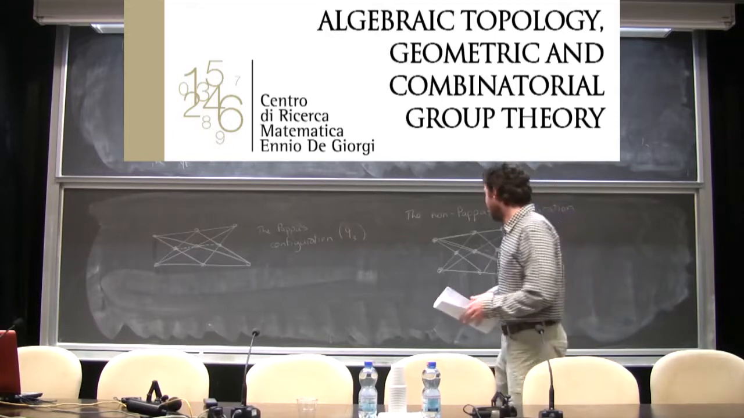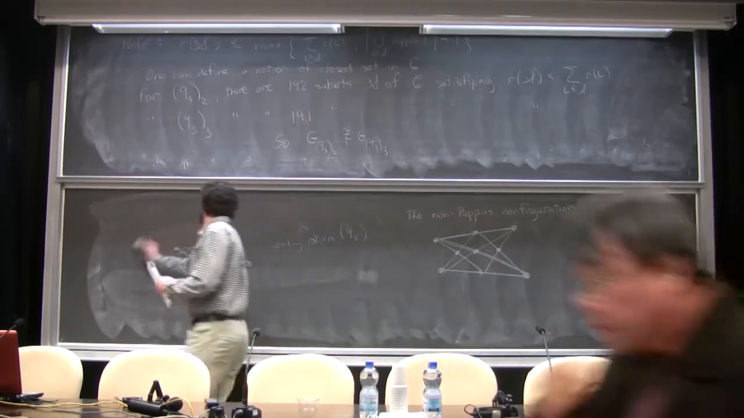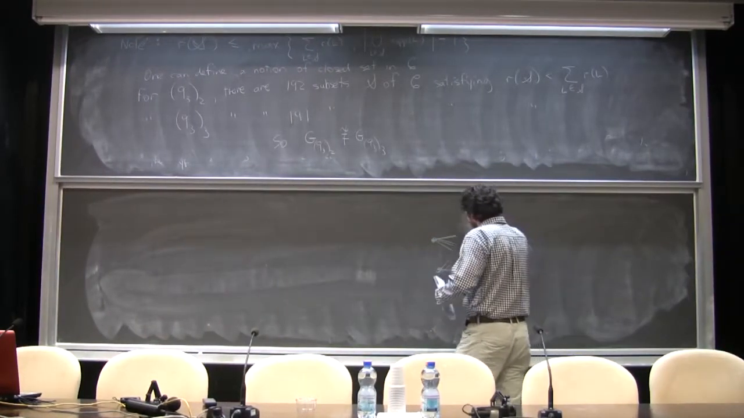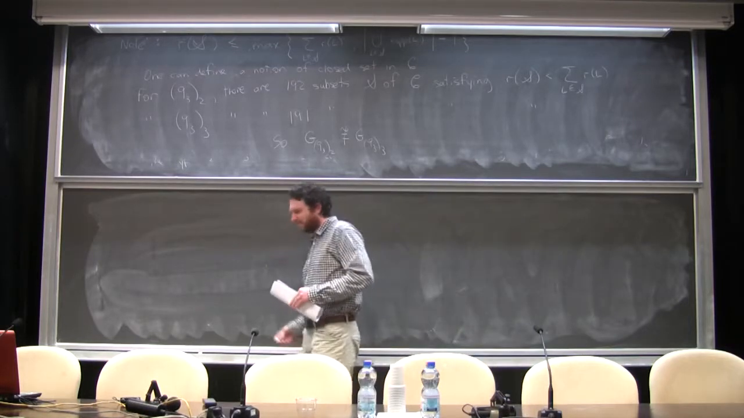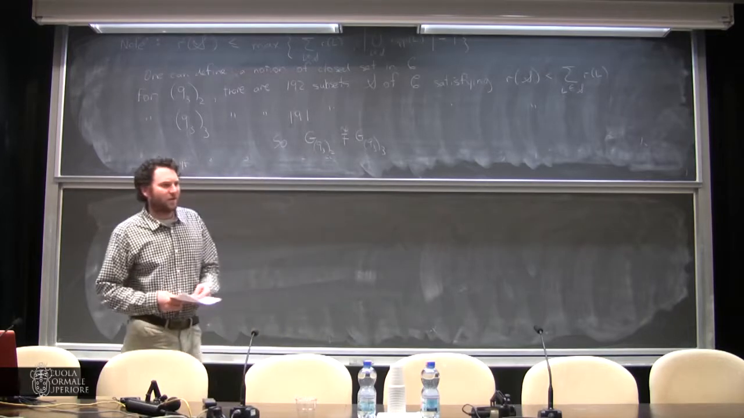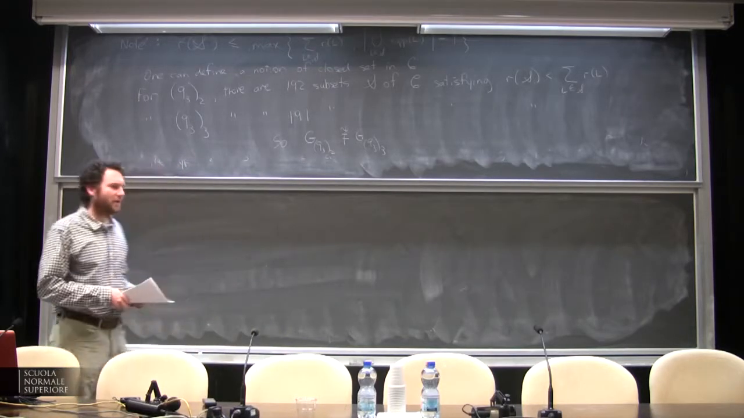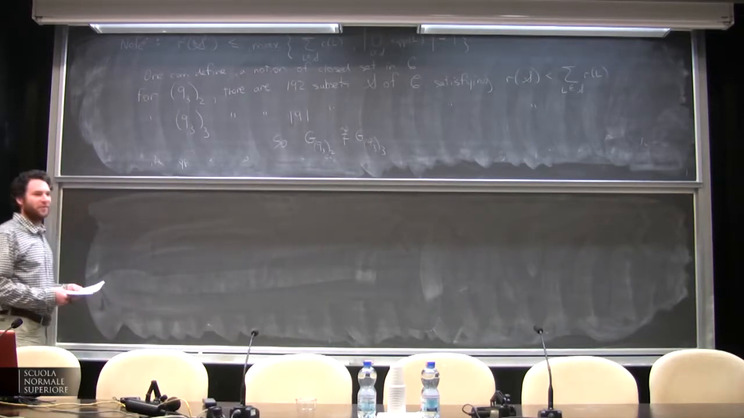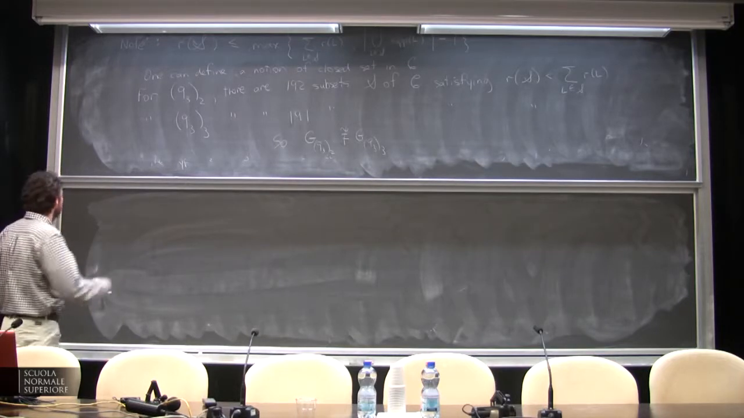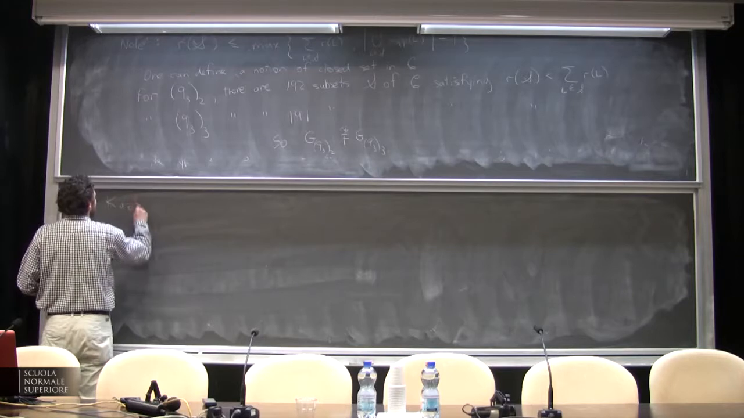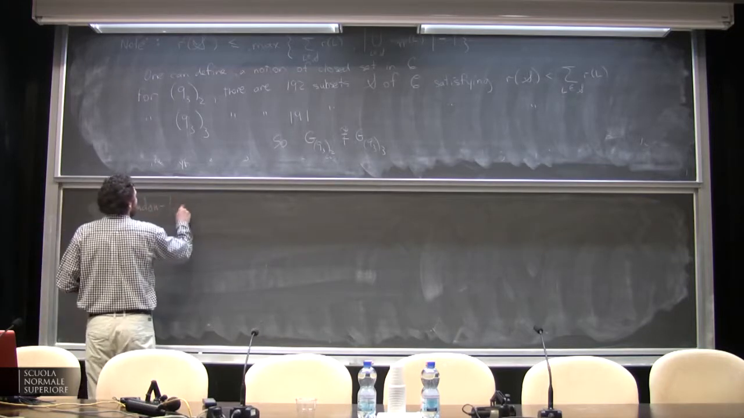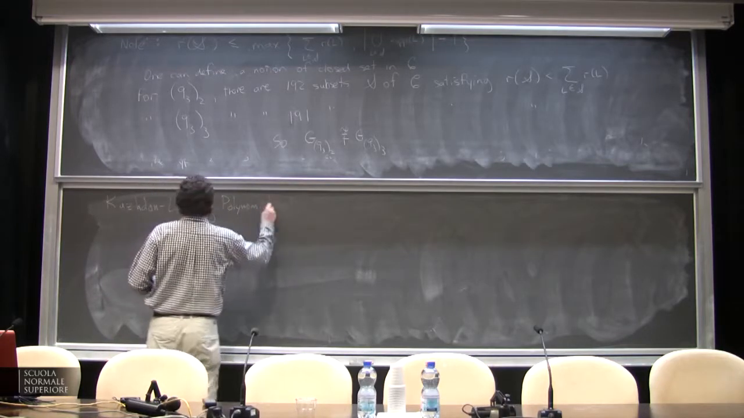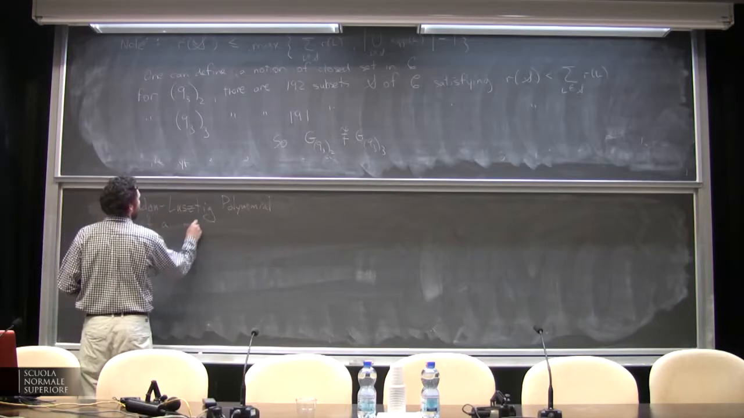So I'm going to talk about a project that defines a Mobian polynomial that hasn't been studied before. And I don't know if this is the correct name or not, but this is what we called it. We called it the Kazhdan-Lusztig polynomial of a matroid.